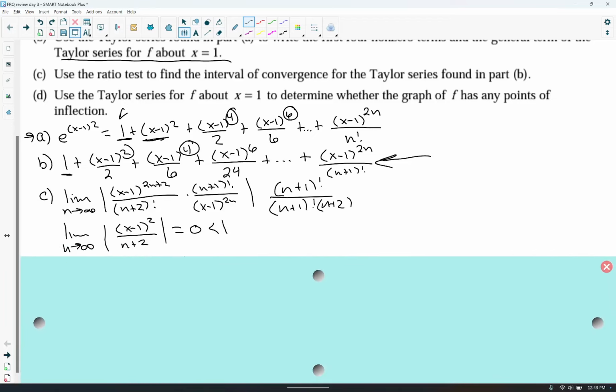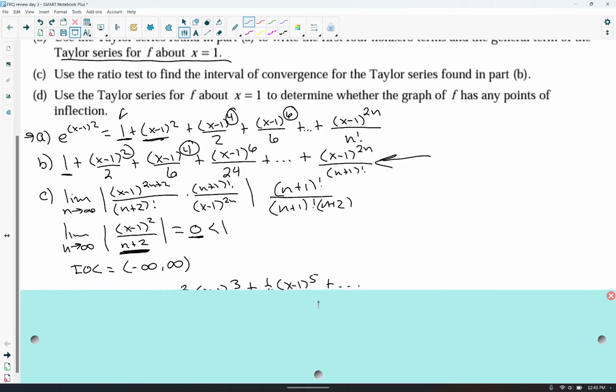But when we take the limit as n goes to infinity, n is only in the denominator, so that'll be 0. And 0 times (x minus 1) squared, 0 times anything is 0, and that's always less than 1. So our interval of convergence is negative infinity to infinity.